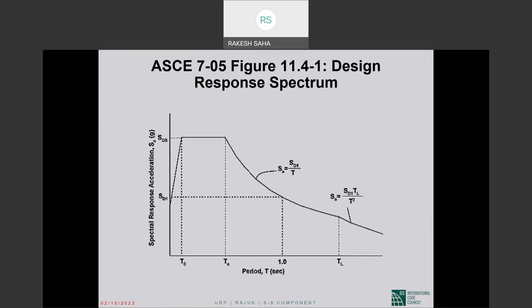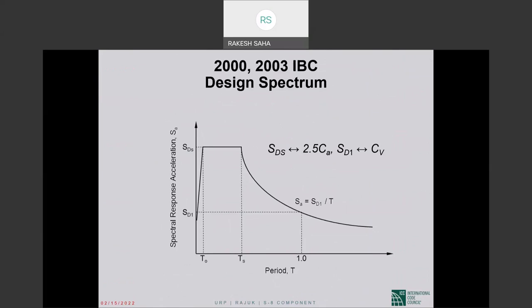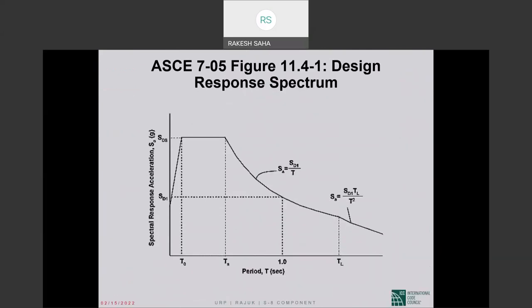No difference between the 2003 IBC and this spectrum, except that we have added, so this is the constant acceleration part of the spectrum defined by S sub DS. This is the constant velocity part of the spectrum defined by S sub D1 over T. We have added the constant displacement part of the spectrum, okay, varying with 1 over T squared.